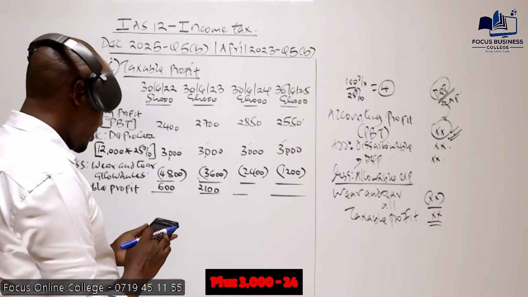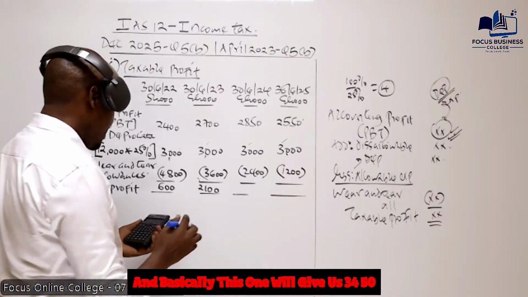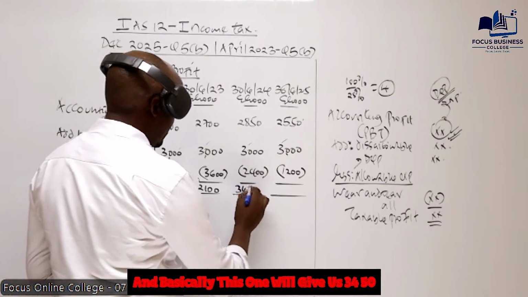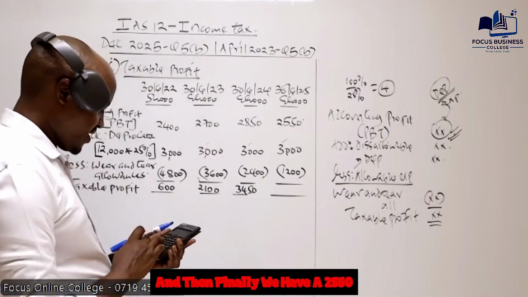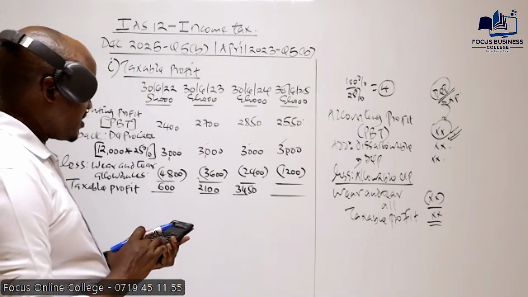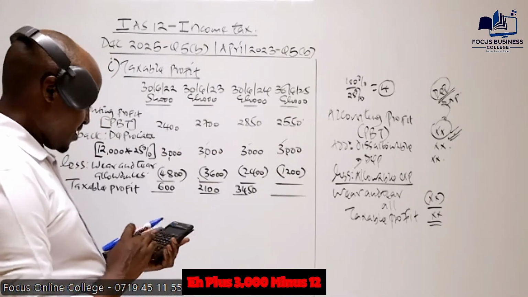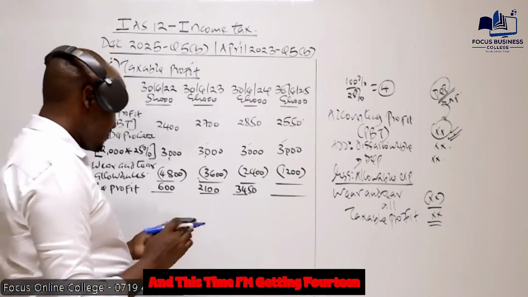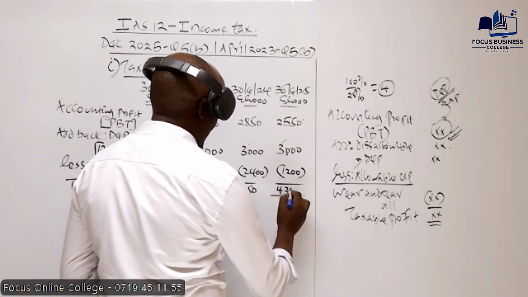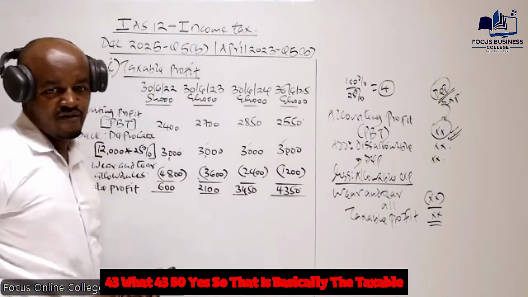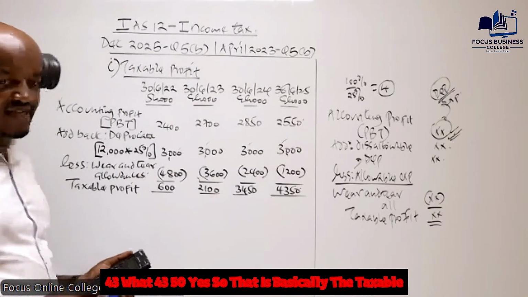Plus 3,000 minus 24. And basically this one will give us 3,450. And then finally we have 2,550 plus 3,000 minus 1,200. And basically I'm getting 4,350, yes. So that is basically the taxable profit.